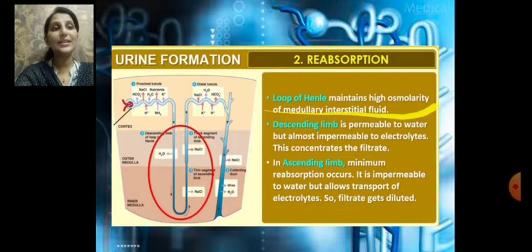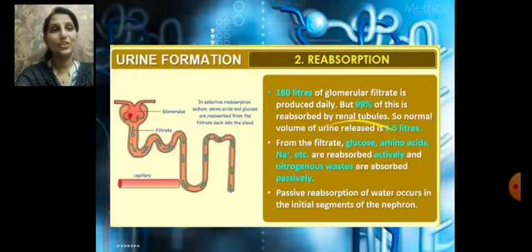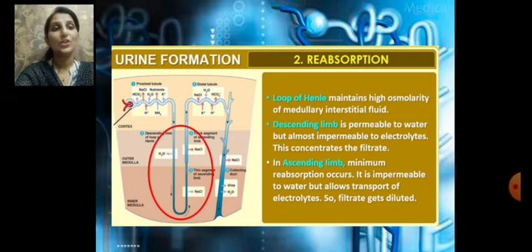What is the role of the loop of Henle in reabsorption? It has to maintain high osmolarity of the medullary interstitial fluid. What is this medullary interstitial fluid? It is the fluid which is filled within the medulla. So the loop of Henle's role is to help in increasing the osmolarity, to increase the concentration of the salts or electrolytes in the medullary interstitial fluid.